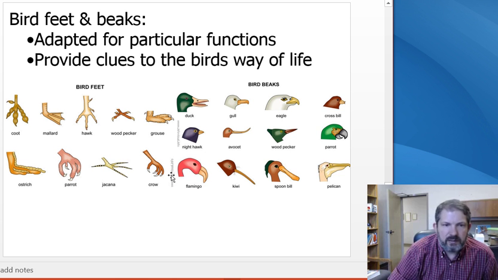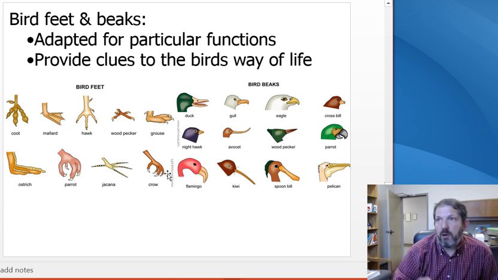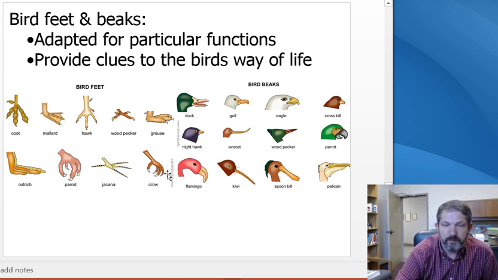A crow has kind of a general purpose foot for a bird foot. And a crow is kind of a general purpose bird, and it eats a whole bunch of different things. It's not as specialized in its diet. So when you see specialization for where it lives or what it eats, that's when you see specialized body structures.